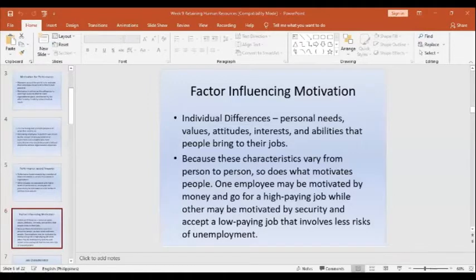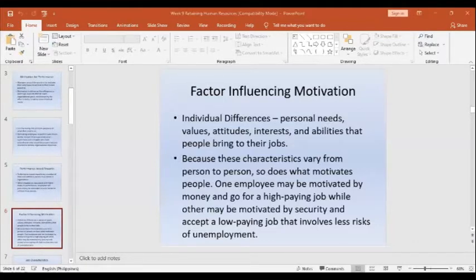Okay, so what are the factors influencing motivation? The factors that affect motivation are the following. Individual differences, yes. As I've said earlier, we are not motivated only because of money, because we have a lot of things to consider when we are motivated. That's why there are individual differences: people have different personal needs, different values, attitudes, and interests. That's why people are also motivated differently. We are motivated in different ways, not only the same way.